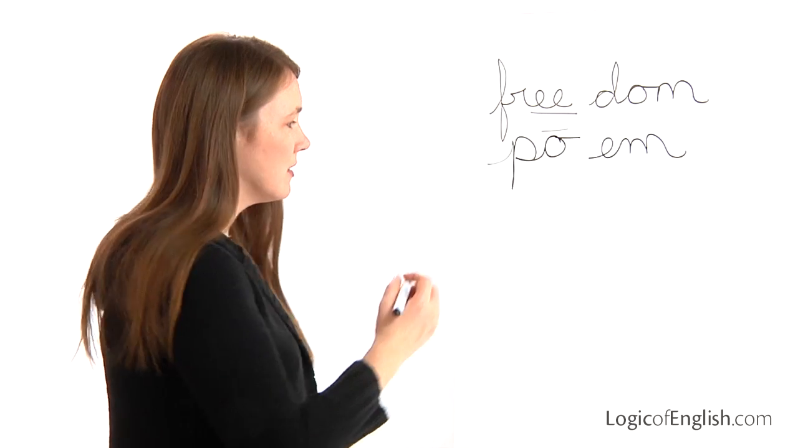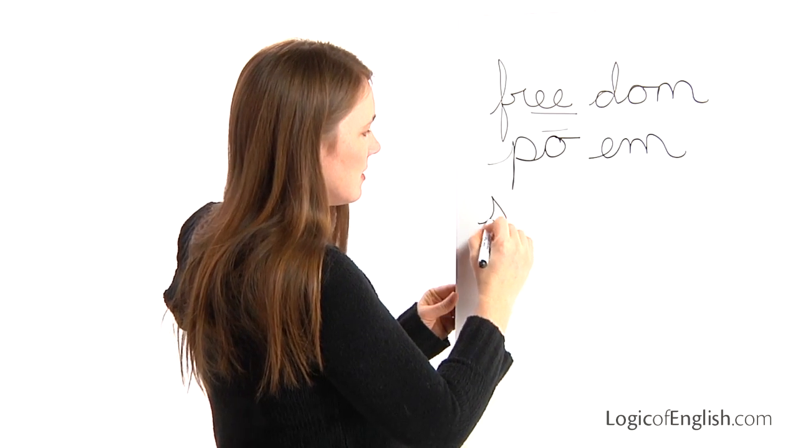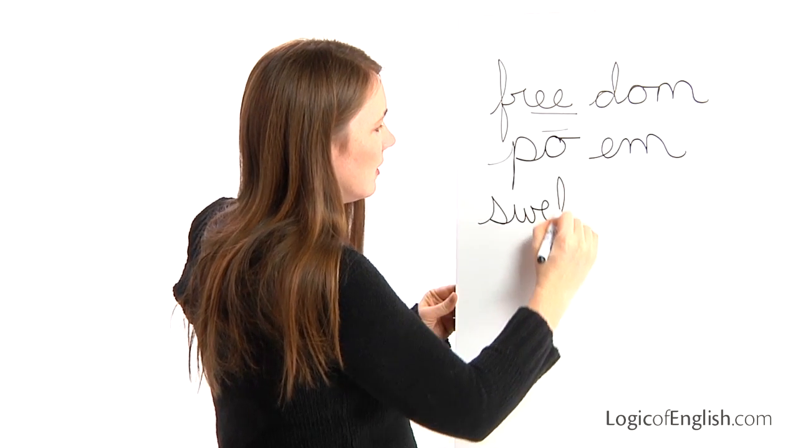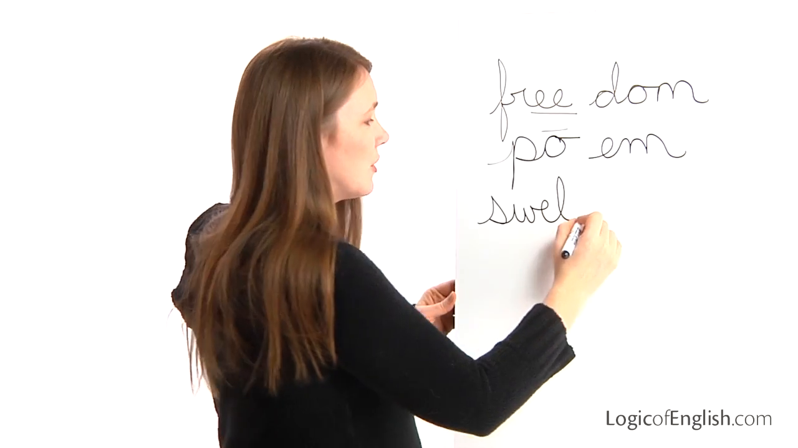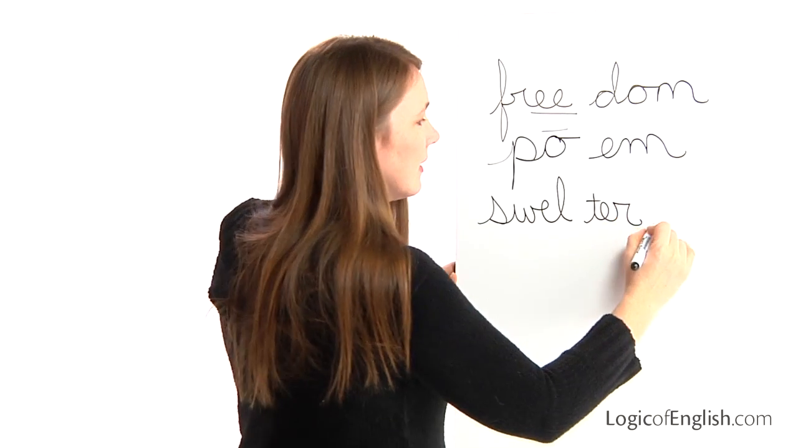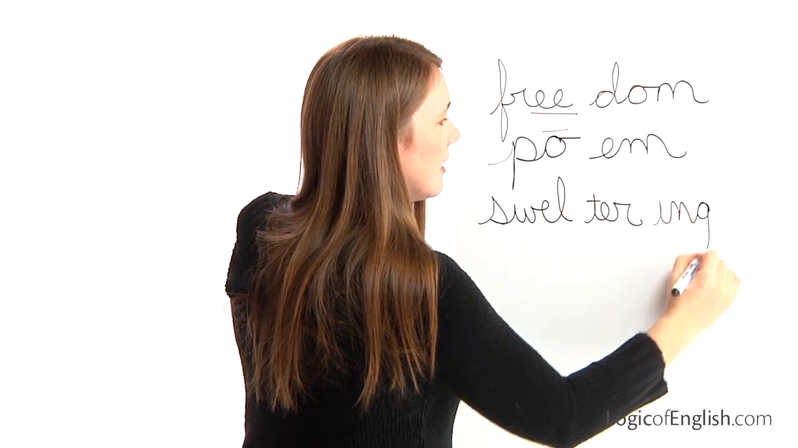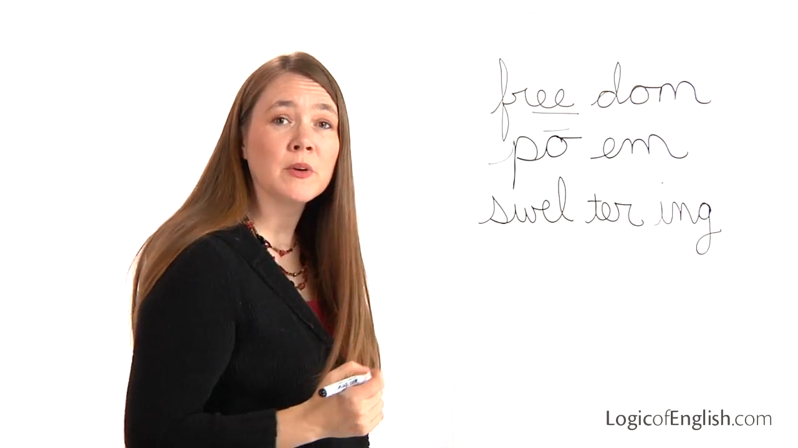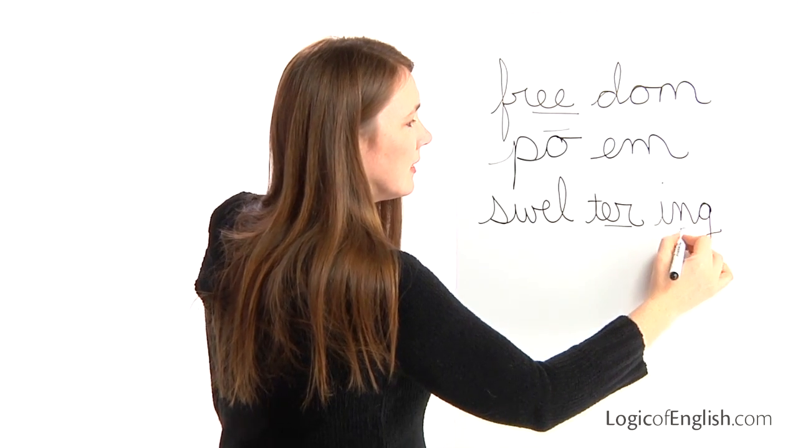And now help me to write it. The first syllable is swell, S-w-e-l. The second syllable is ter, T-er. And the third syllable is ing, I-ng. And how will we mark it? We will underline the e and the ng.